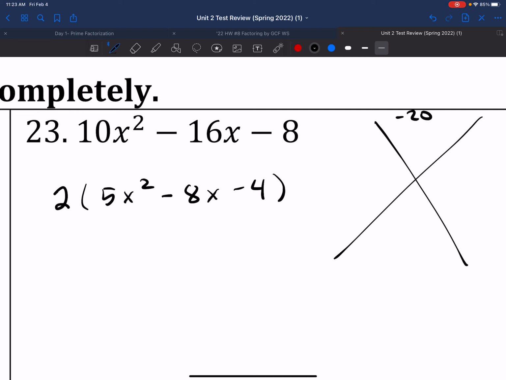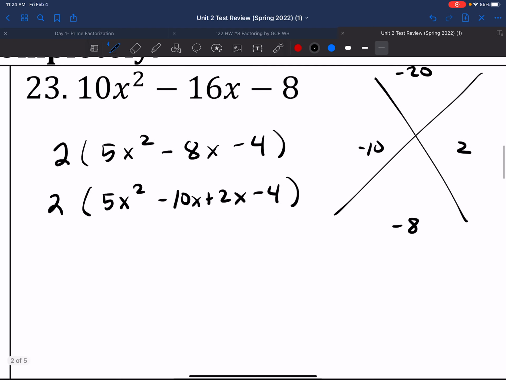So I'm left with negative 20 and negative 8. So negative 5 and negative... no, let's not do that. Let's do negative 10 and 2. And I write 2, and I write 5x squared, and we're going to split the middle. So that's going to be negative 10x plus 2x minus 4. And then I group them. Just like that. I'm going to keep that 2. Remember, that 2 is outside. Don't neglect it.